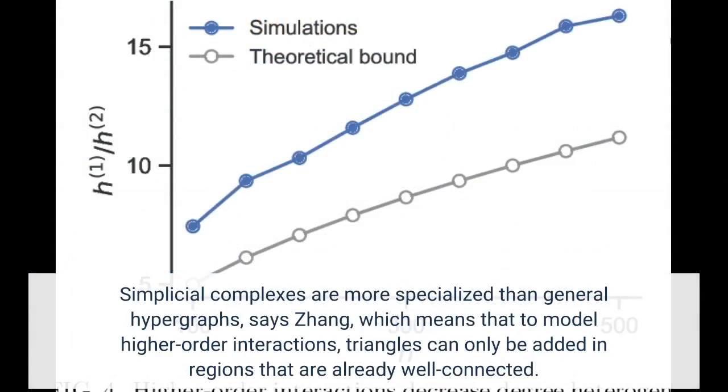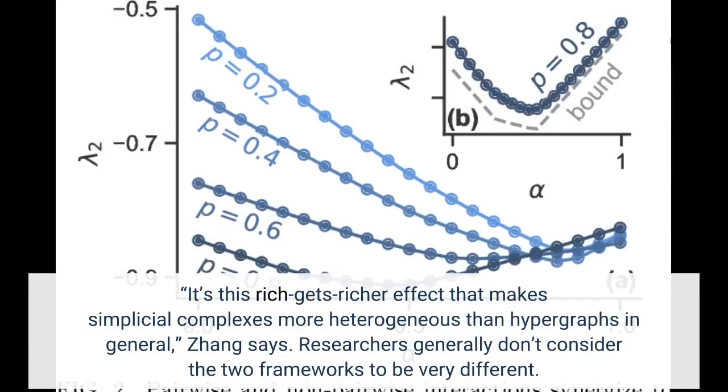Simplicial complexes are more specialized than general hypergraphs, says Zhang, which means that to model higher-order interactions, triangles can only be added in regions that are already well connected. It's this rich gets richer effect that makes simplicial complexes more heterogeneous than hypergraphs in general, Zhang says. Researchers generally don't consider the two frameworks to be very different.